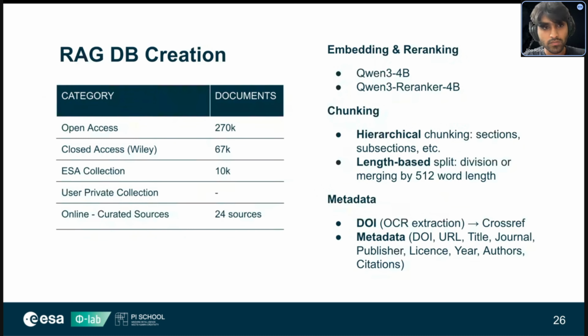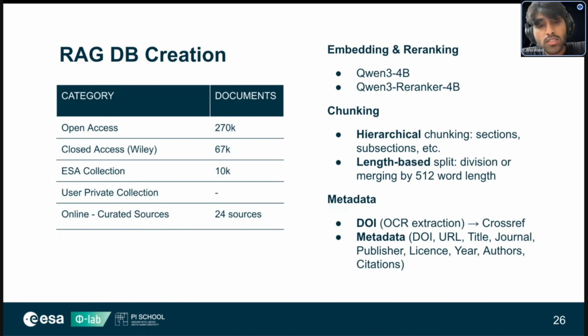Next slide, please. For our DB creation itself, we categorized the sources into five. We put all the open access ones, which is close to 270K, as a separate DB. The closed access ones were put in a separate DB. All the ESA collections were put in a separate DB. Users on our platform also have the ability to bring in their own documents, so for that we created a separate DB. And everything else that came from online portals and websites, we call online curated sources. We had about 24 of them, and we maintained a separate DB for them.